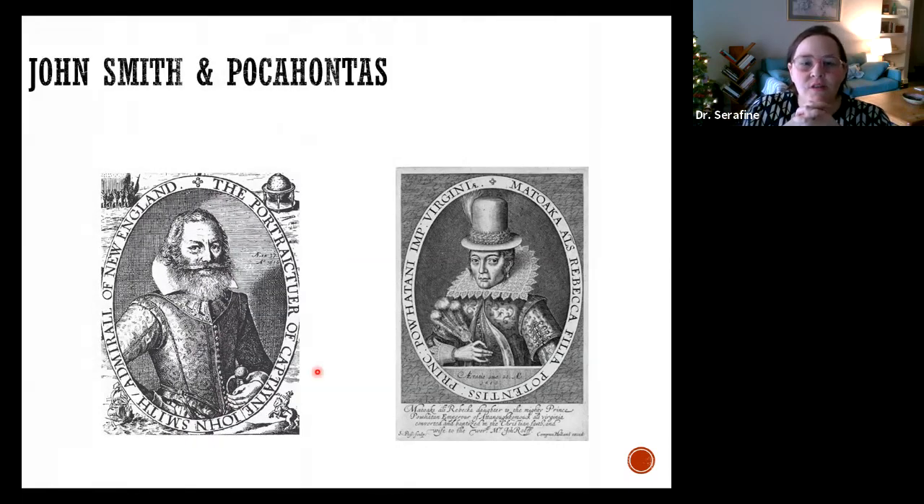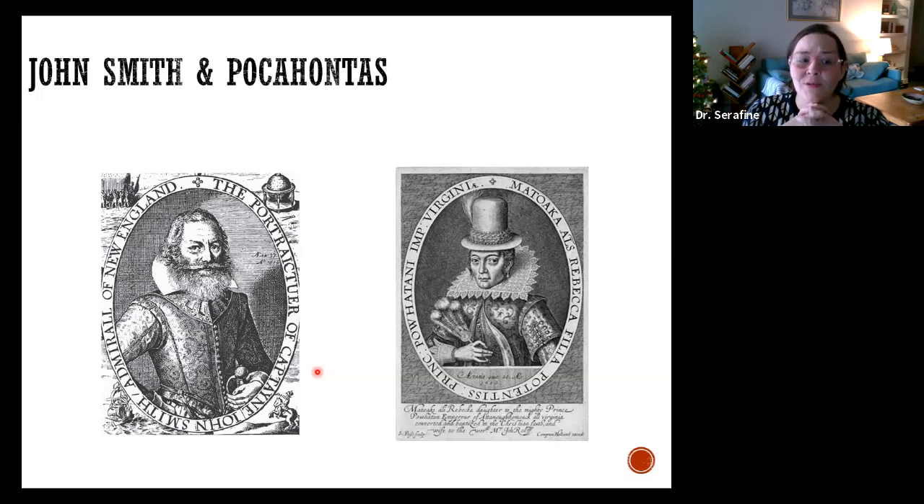Now, the area where the English established Jamestown was already inhabited by as many as 25,000 Algonquin-speaking people. Powhatan is the recognized leader of the Powhatan. Yes, the English just called the chief of the Powhatan, Powhatan. Pocahontas, also not her original name, that's the English name. And John Smith will eventually broker a peace between the Jamestown colony and the Powhatan.